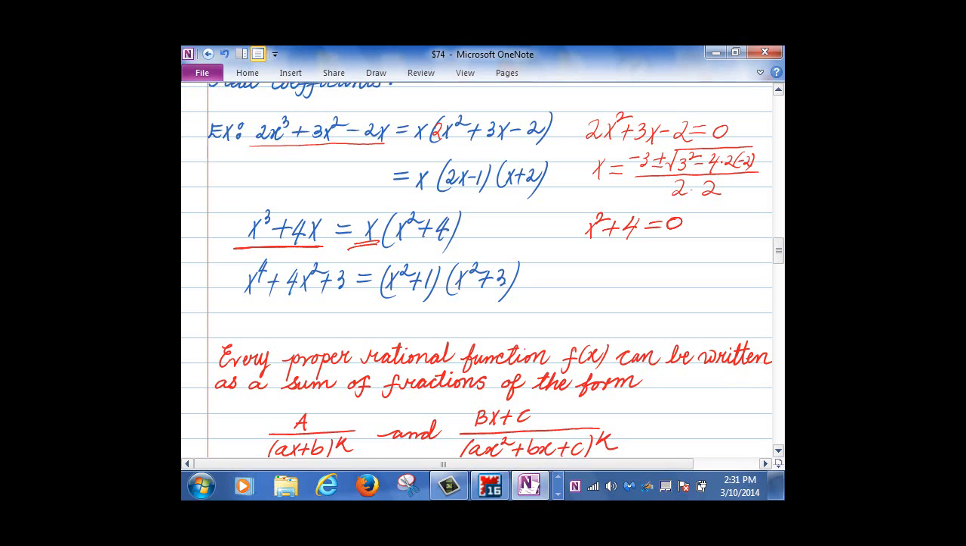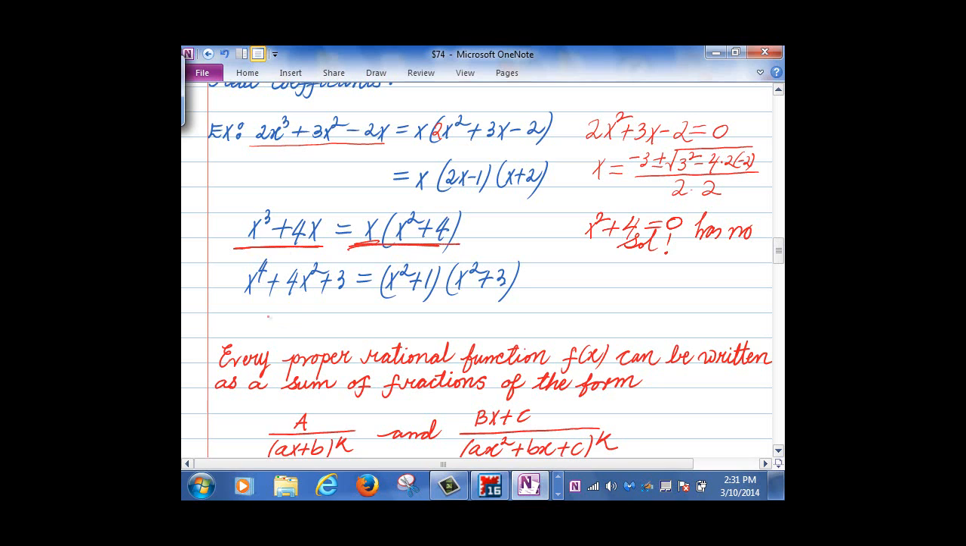Why? Because the left hand side, no matter what x is, is at least 4, right? You guys realize that? Because it's x squared. So no matter what x is, x squared is always non-negative. So the left hand side is always at least 4, but the right hand side is 0. So there is no solution. Because it doesn't have a solution, I know it's an irreducible quadratic, so I should not even try to factor it. So this is the complete factorization of that polynomial.